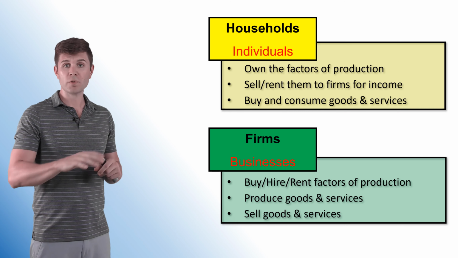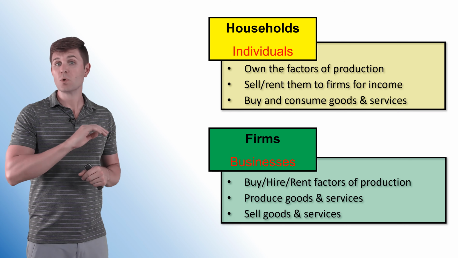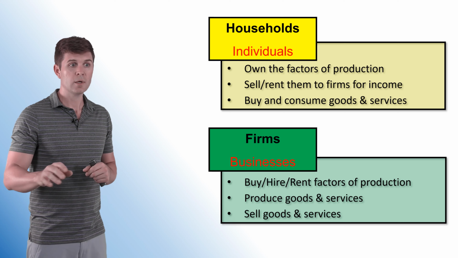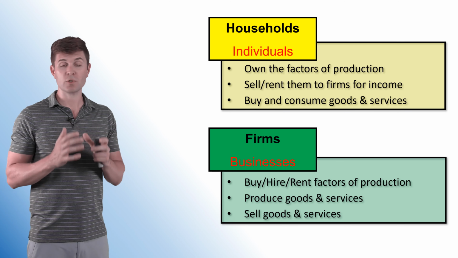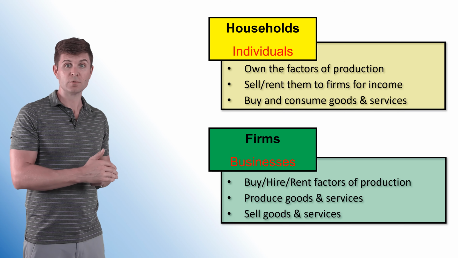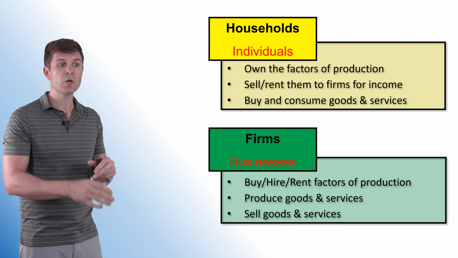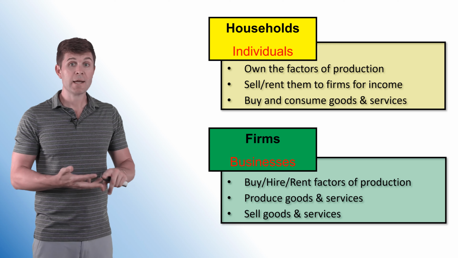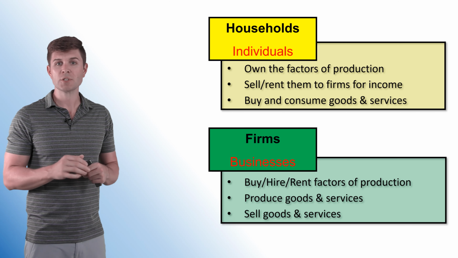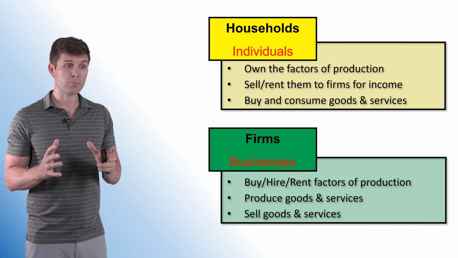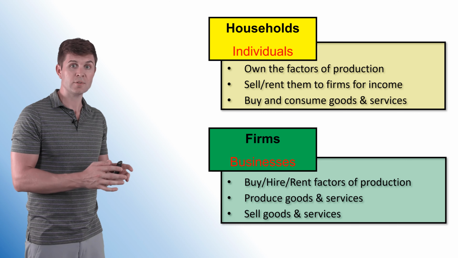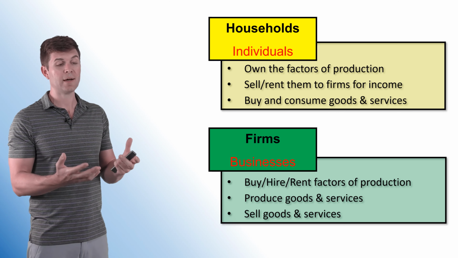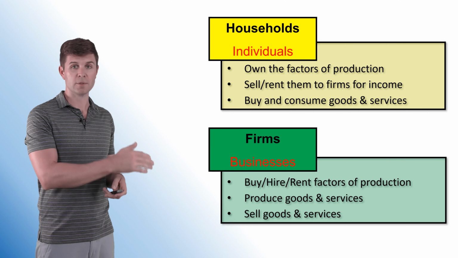So the households own the factors of production. They sell or rent them to the firms. They buy and consume the goods and services that the firms then produce. Okay, that's the role of the households. The role of the firms or businesses: they buy, hire, or rent the factors of production. They then take those factors of production to produce goods and services, which are purchased by the households when they are sold in the product market.